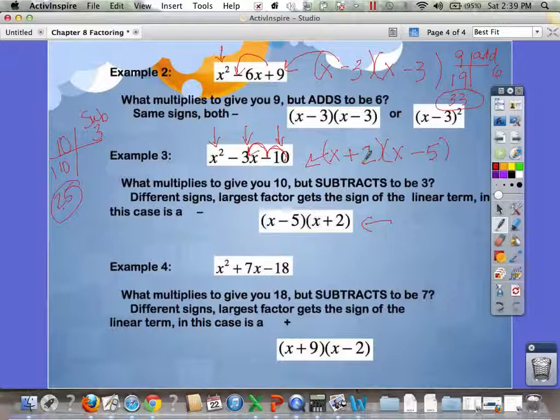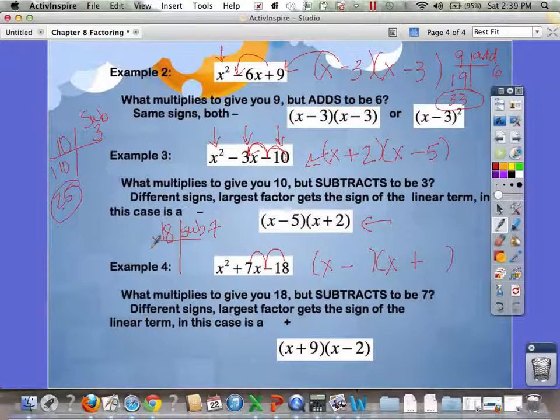All right, so let's do another one. It says x squared plus 7x minus 18. There's a minus in the back, so that tells us automatically different signs. Split up my x's. You're almost done. You haven't really gotten anything done yet. Then it says, make your little table, factors or things that multiply to give you 18 but subtract to be 7. So I'll put 18 sub 7.